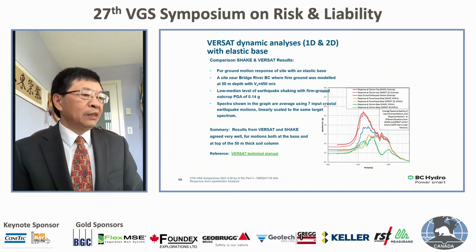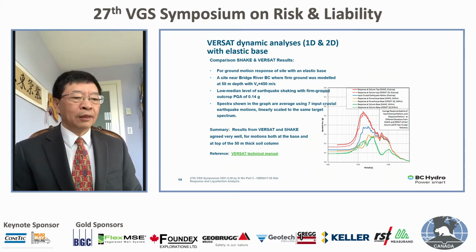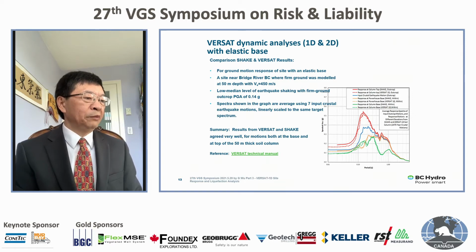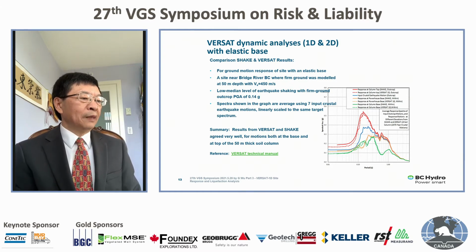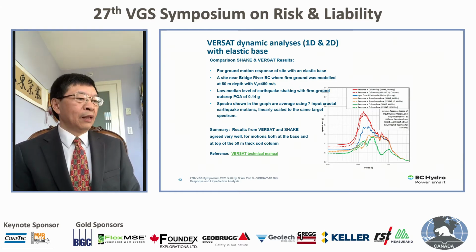So this one is just showing you the comparison between SHAKE and the VERSA result, which I basically did when I was working on a project in Bridge River in BC. For this one, we did VERSA analysis, and we also did SHAKE analysis, and both are using the elastic base theory or model. The base has a shear wave velocity of 450 meters per second, and the shaking level is intermediate with an outcrop PGA of 0.14 g. And the spectrum is shown on the right figure.